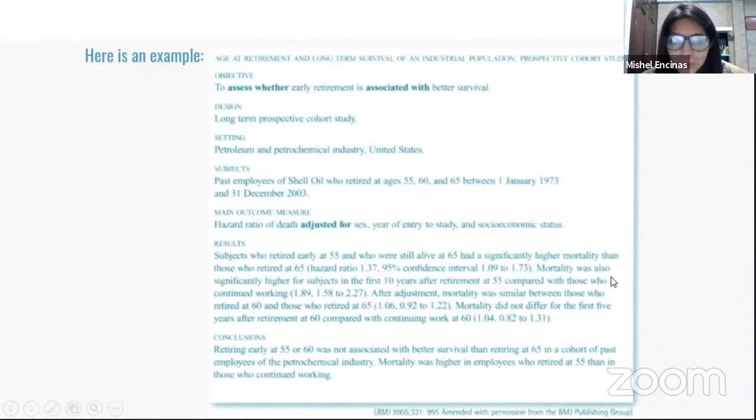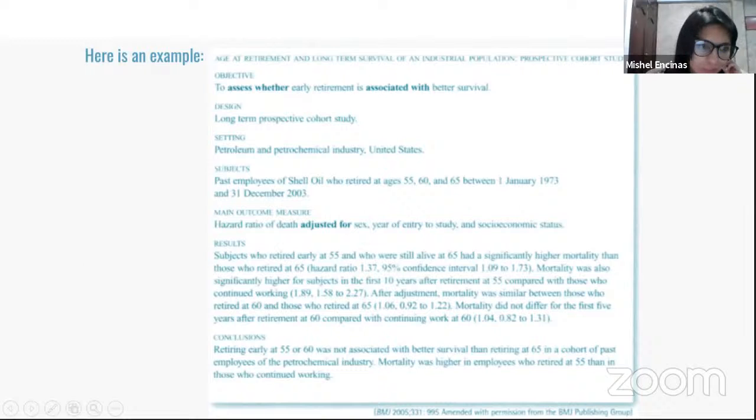Then we have mortality was also significantly higher for subjects in the first 10 years after retirement at 55 compared with those who continued working. And we have, of course, the results. After adjustment, mortality was similar between those who retired at 60 and those who retired at 65. Mortality did not differ for the first 5 years after retirement at 60 compared with continuing work at 60. And we have the results.